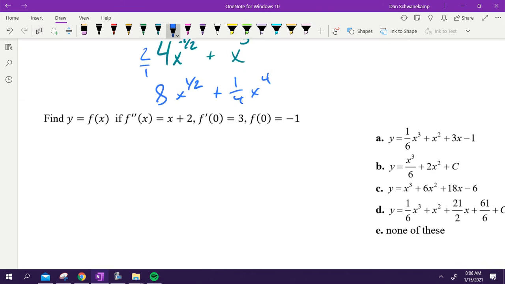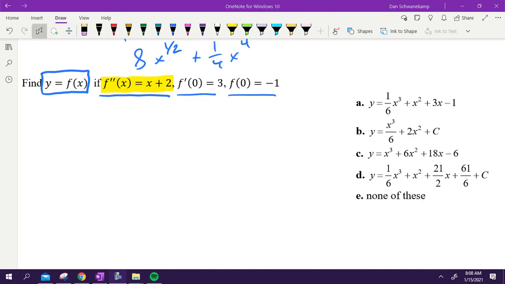Find y equals f of x. So basically, you're trying to figure out f of x, but they're not giving you f of x. They're giving you f double prime, and then f prime at 0 is 3, and f of 0 is -1. What do we need to do with this f double prime in order to find f of x? Find the antiderivative. When you find an antiderivative, it's going to be plus c. That will tell you the first derivative, but that's not good enough. You've got to figure out your c. Then do it again. Find the antiderivative from there. Go.